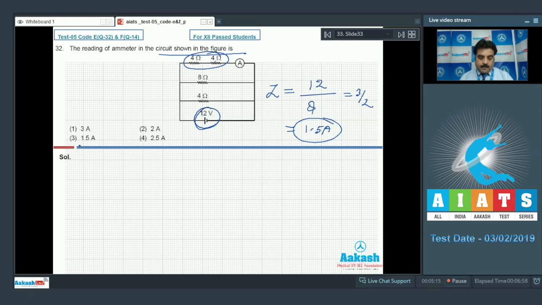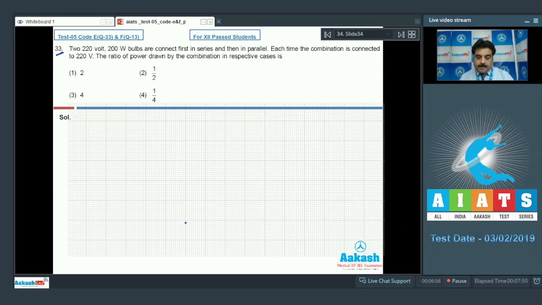So my option number 3 will be the right choice. So we'll go to question number 33. In this question number 33, I need the ratio of power. So I will use the formula V square upon equivalent or effective resistance. Right? So first I will take the series case and second one for parallel. So we'll write V square upon RS for series and V square upon RP for parallel.